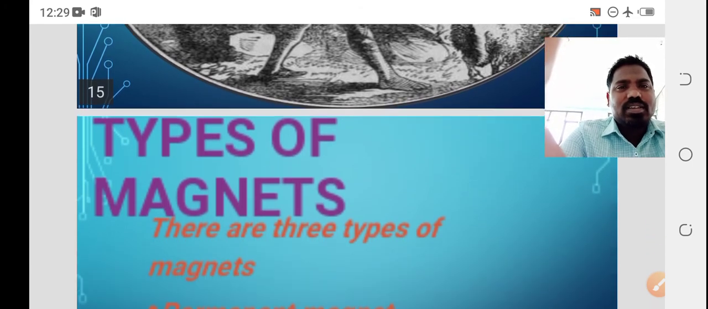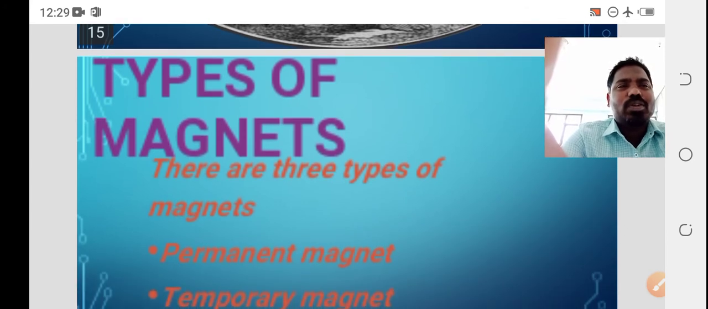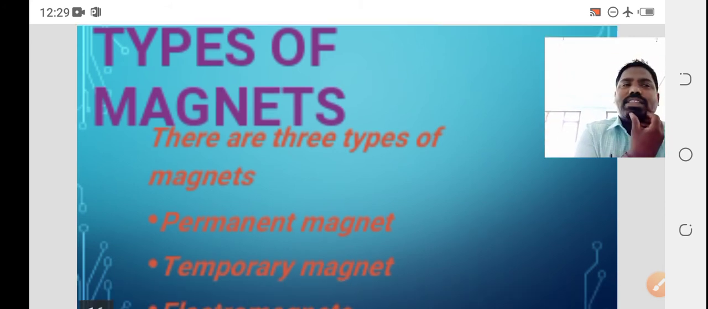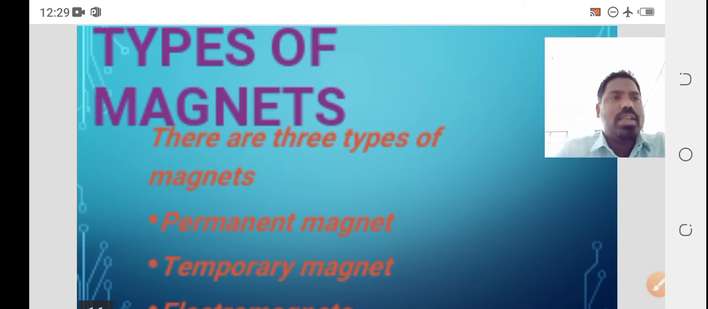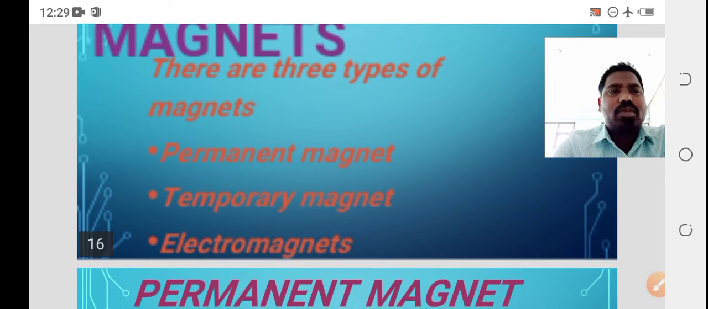So let's see another section, types of magnets. Presently there are many types of magnets around us, but here we are going to discuss a few of the important types. There are three types of magnetic materials we are going to discuss: permanent magnet, temporary magnet, and electromagnet.